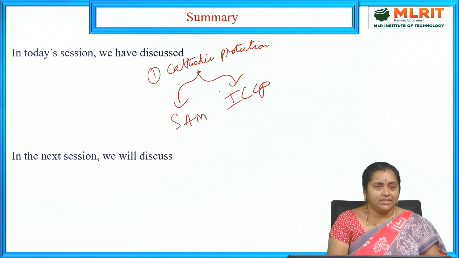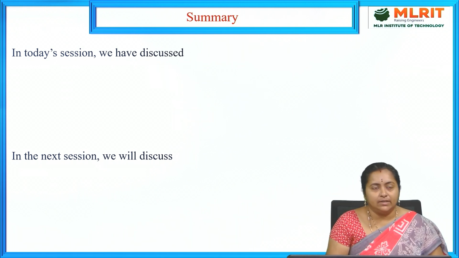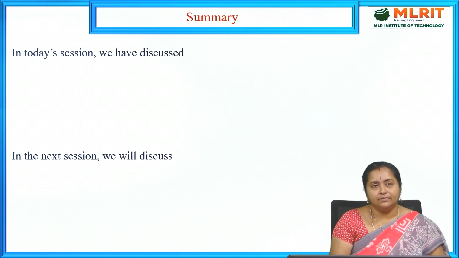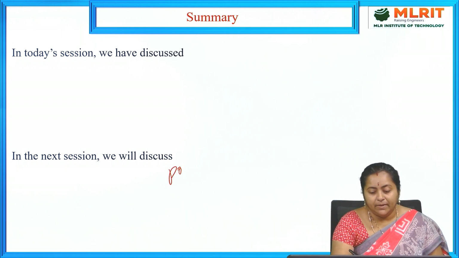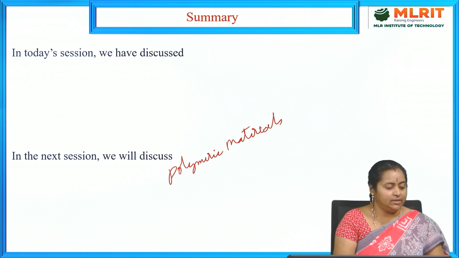In the next session, we are going to start unit 3, that is polymeric materials. What is the nomenclature of polymers? Functionality, tacticity, a kind of introduction we are going to study in the coming session.